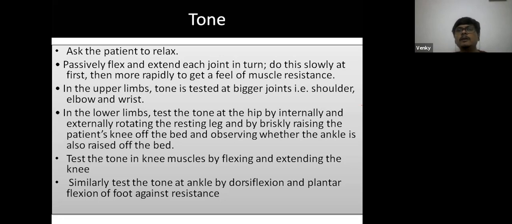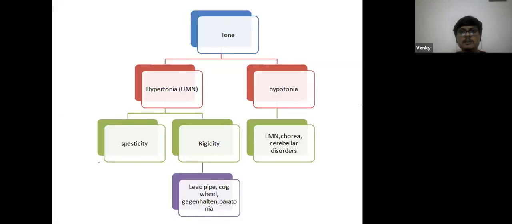Okay. How will you test in the knee? Just by flexing and extending the knee. While flexing and extending the knee, you have to keep your other hand over the quadriceps muscles and the hamstrings. You have to feel the tone of the muscle while flexing and extending the knee. Similarly, at the ankle, you have to dorsiflex and plantar flex the foot. So this is the tone.